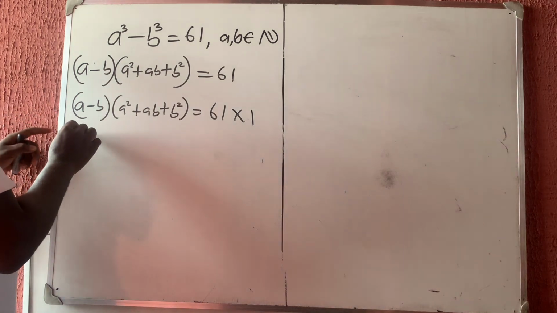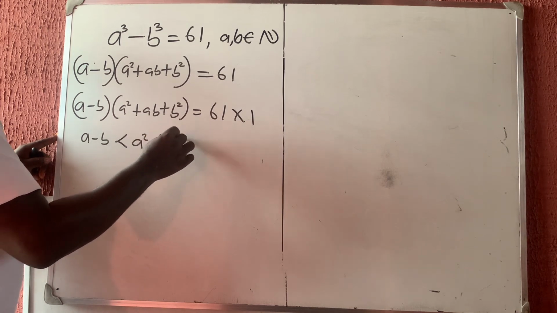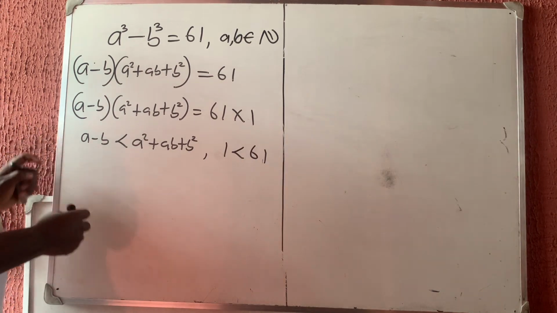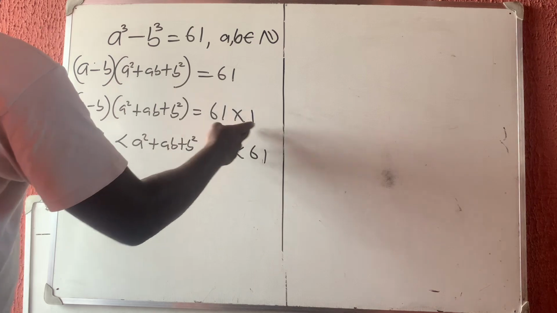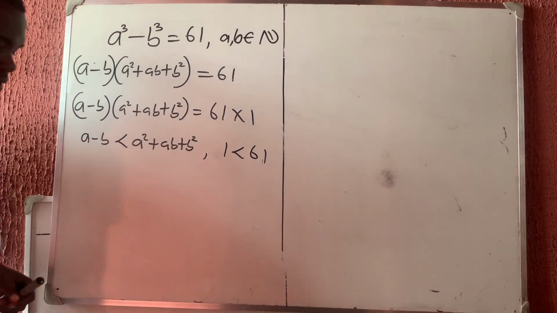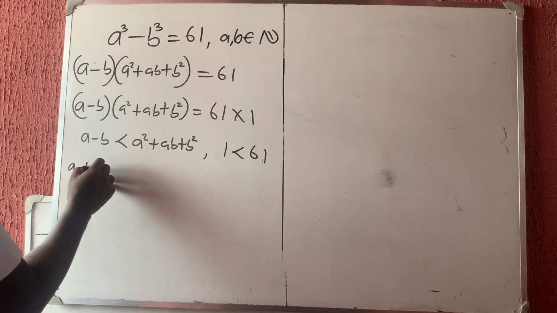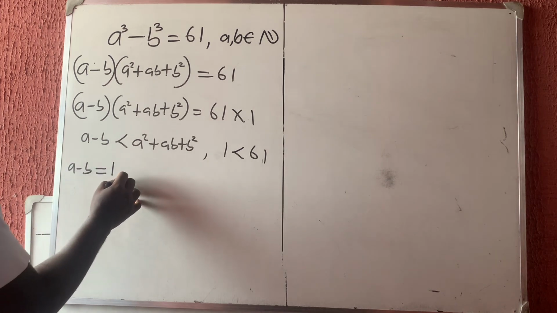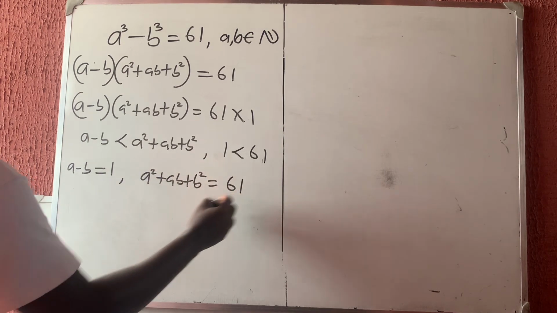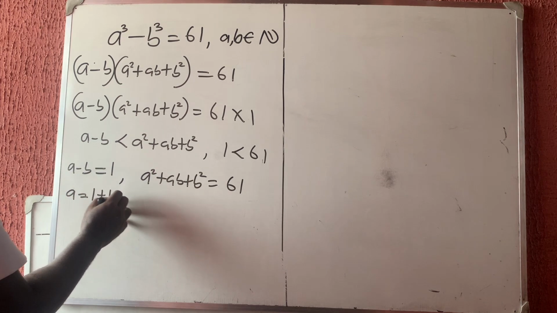Now, obviously, a minus b is less than a squared plus ab plus b squared, and 1 is less than 61. So now let us compare. The one that is less should be equal to the one that is less, and the one that is greater should be equal to the one that is greater. This shows that a minus b, the smaller one, should be equal to 1, and a squared plus ab plus b squared should be equal to 61. So this will help us see that a is equal to 1 plus b.